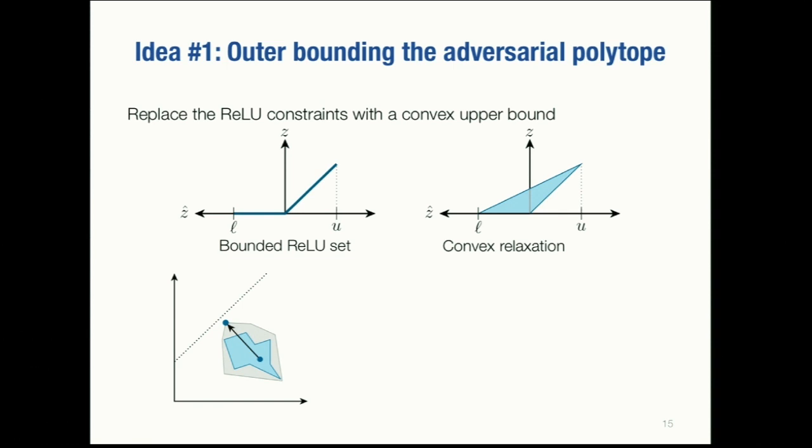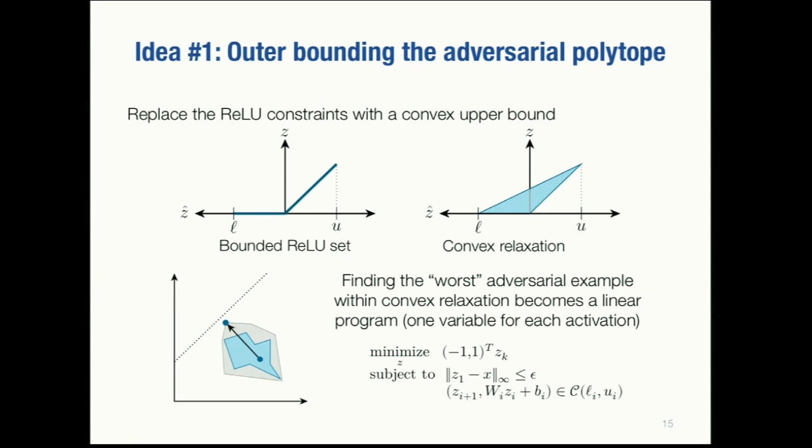And now importantly, I can phrase the problem of finding the worst case adversarial example in this convex relaxation as a linear program. Because I'm replacing this ReLU constraint that I had before with the fact that the pre and post activations just have to lie within this convex set. So this is actually my outer approximation to the adversarial polytope. Okay, so that's all well and good, but there are two problems here.